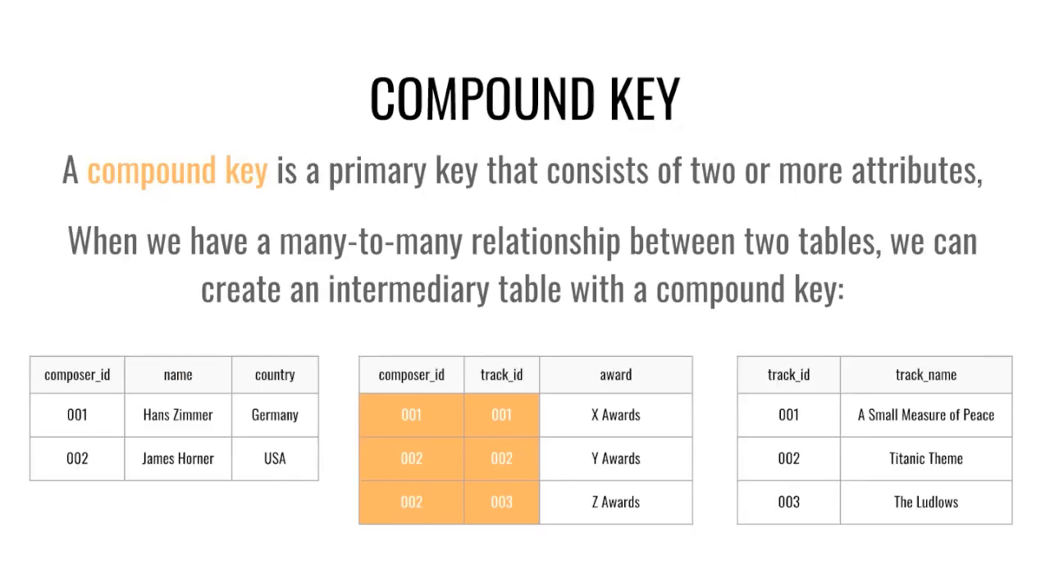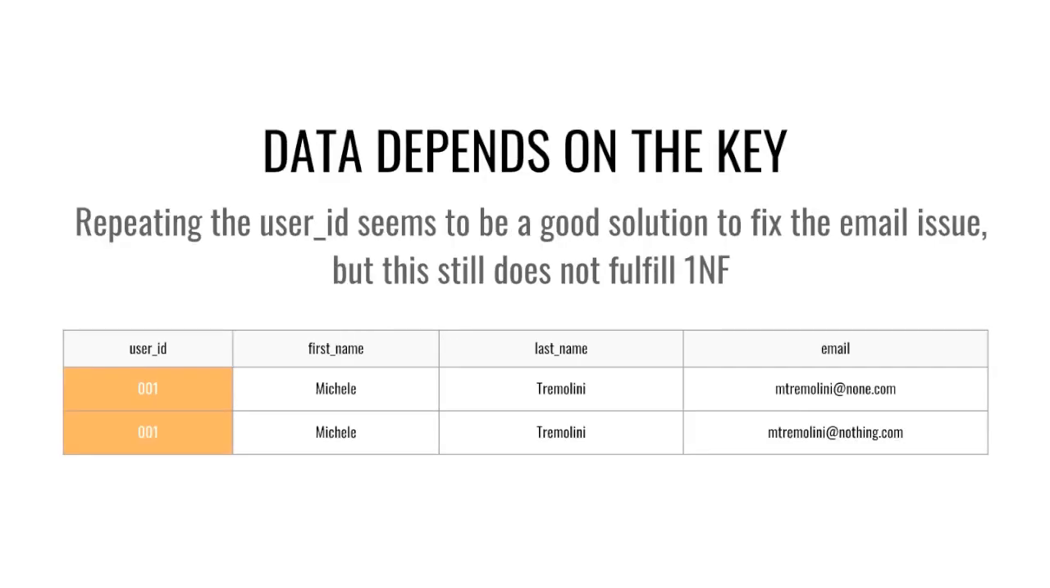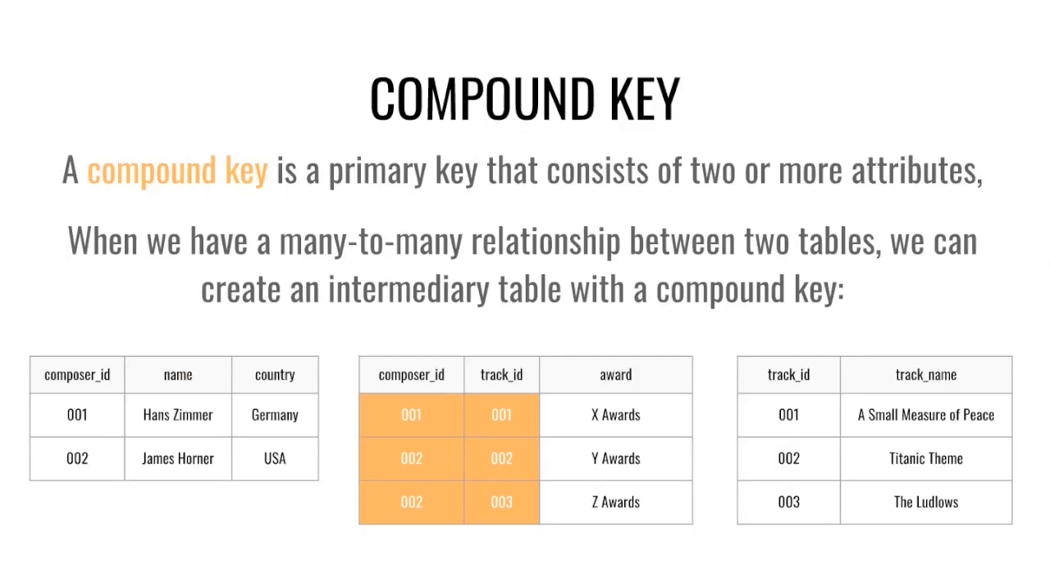Before we move on to 2NF, let's go ahead and define what a compound key is. In the last example, we had a user ID as a primary key, and that's what every column depended on, but it was a single attribute, a single column. A compound key is a primary key consisting of 2 or more columns, or 2 or more attributes.